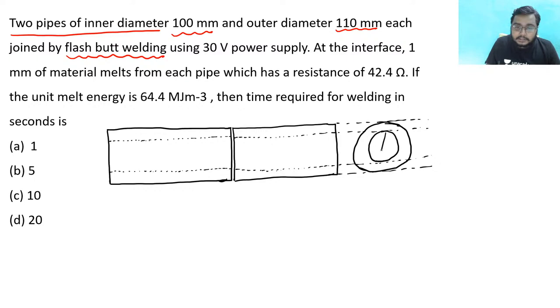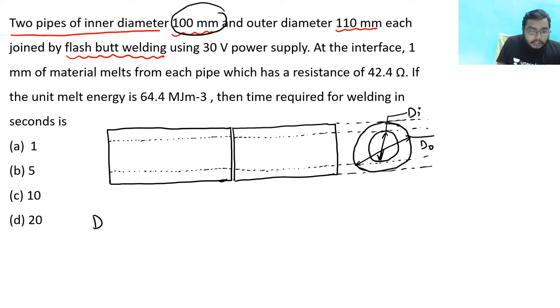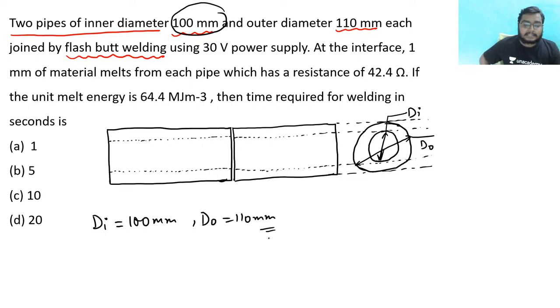So this is D inner, and this is D outer. Clear? And in this question, inner diameter is 100 mm and outer diameter is 110 mm, which is given. Fine. Now they are flash butt welded.